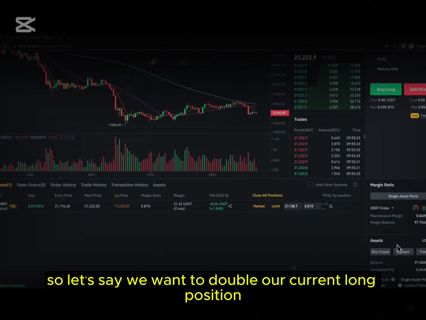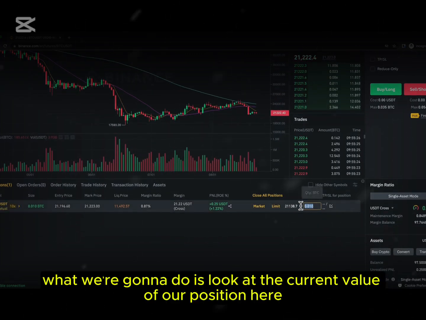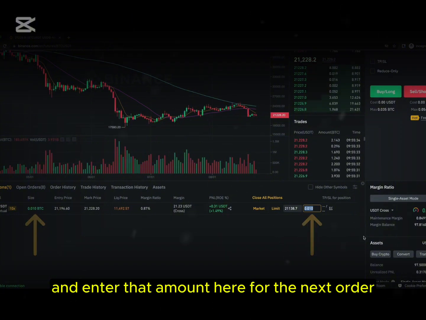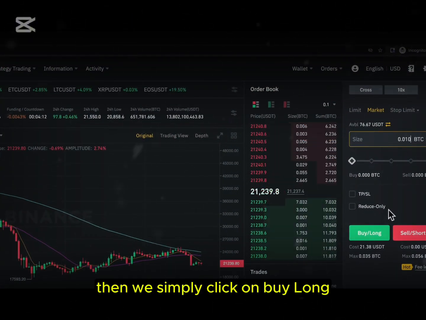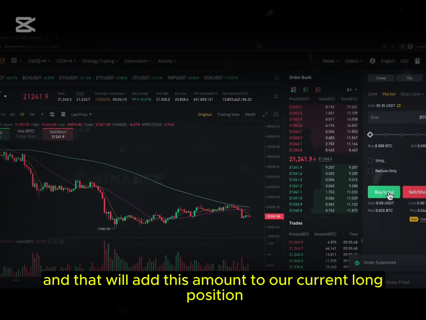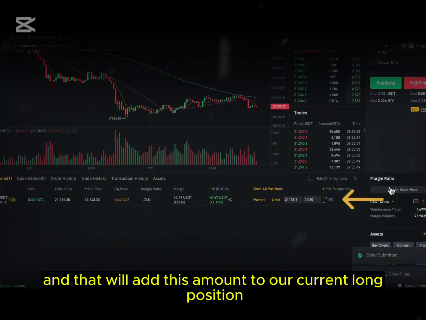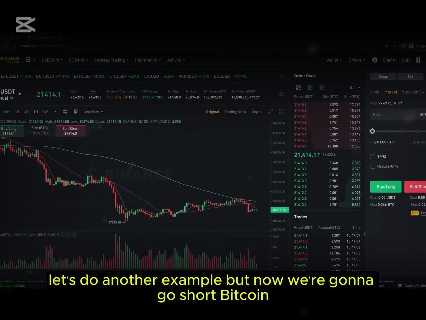So let's say we want to double our current long position. What we're going to do is look at the current value of our position here and enter that amount here for the next order. Then we simply click on Buy Long, and that will add this amount to our current long position. Let's do another example, but now we're going to go short Bitcoin.